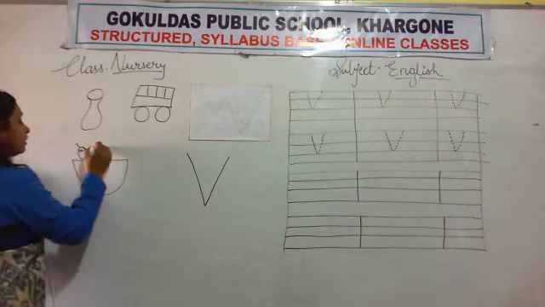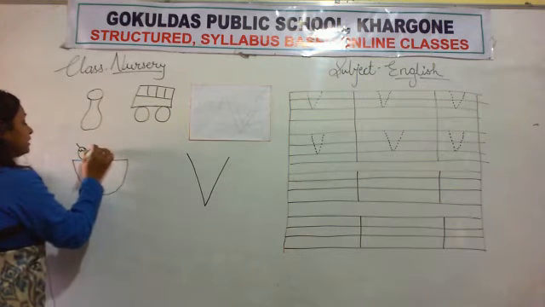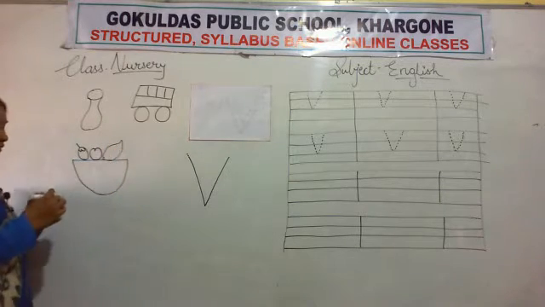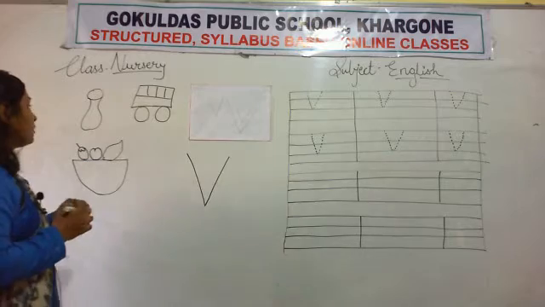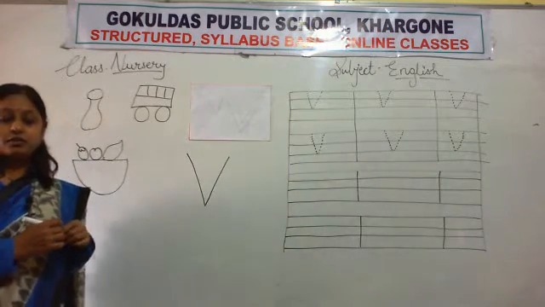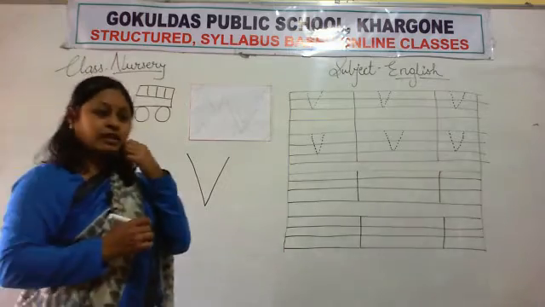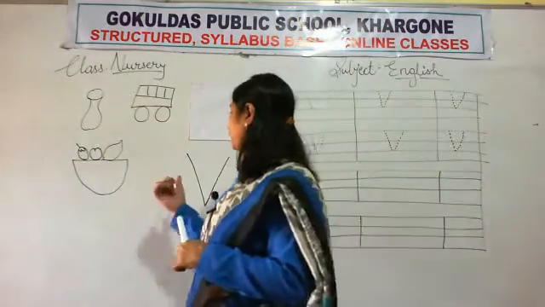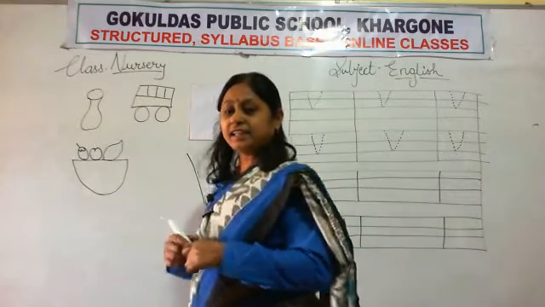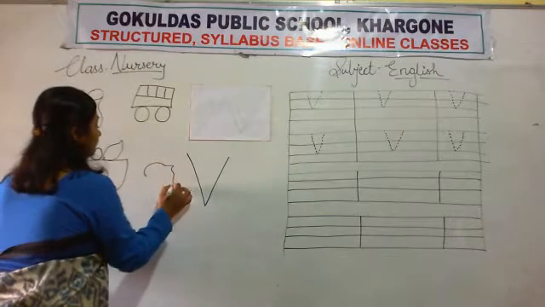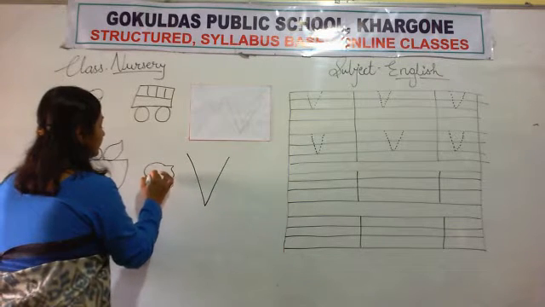And V for, tell me, V for vegetables, V for vase, V for van. V for, yes, do you know anything? V for violet color. Which color? Violet color. V for violet color.